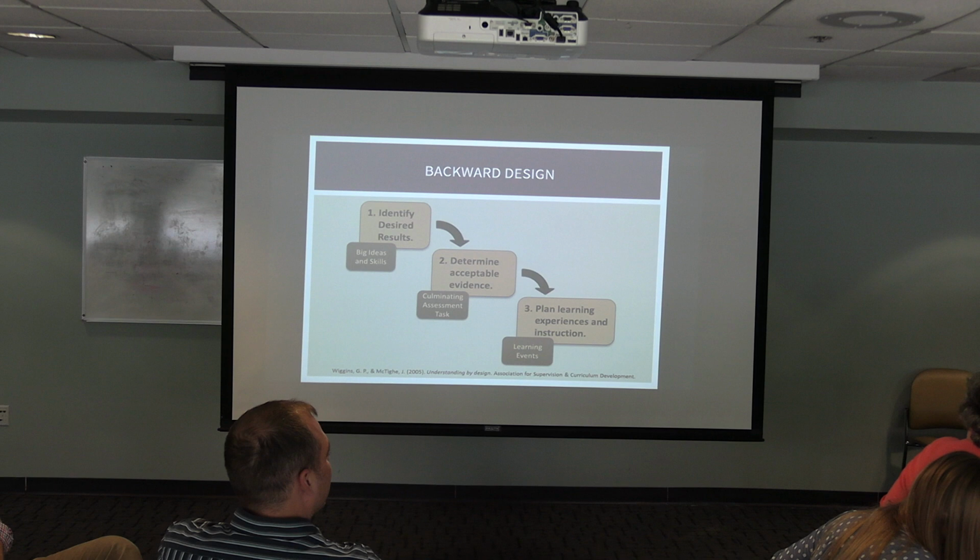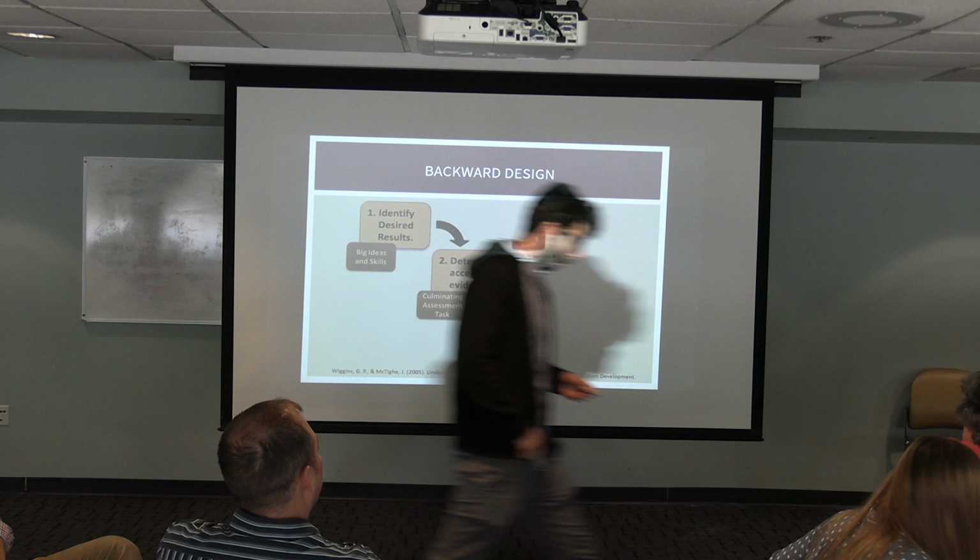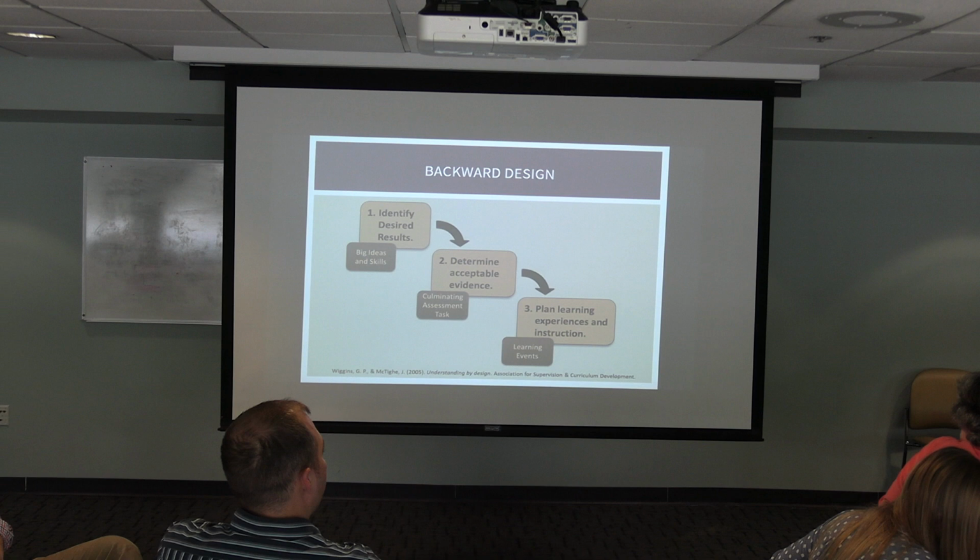So with backwards design, we start with our results. In this case, that's what do we want our TAs to think about teaching and to be able to do with teaching? And then we figure out what is going to be evidence that we've achieved that result. And what are the learning activities that we're going to need to engage our TAs in for them to be able to give us the evidence that they have achieved those results.